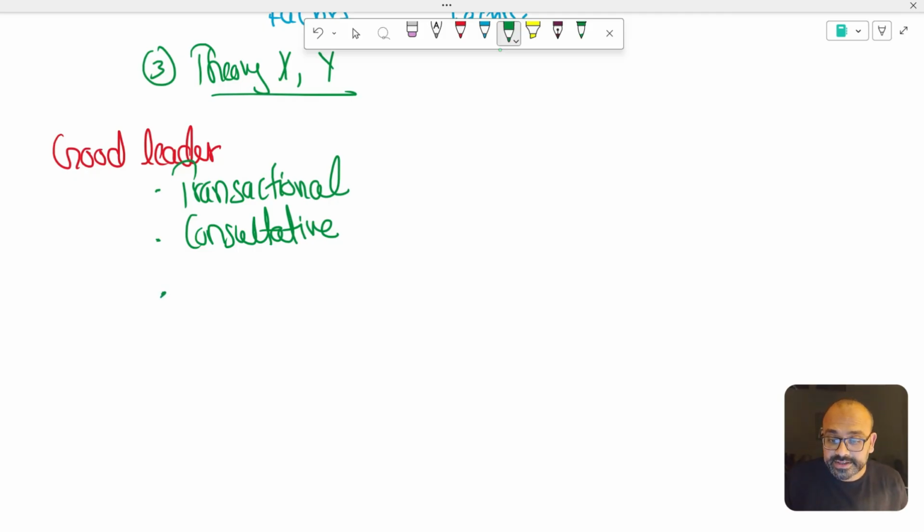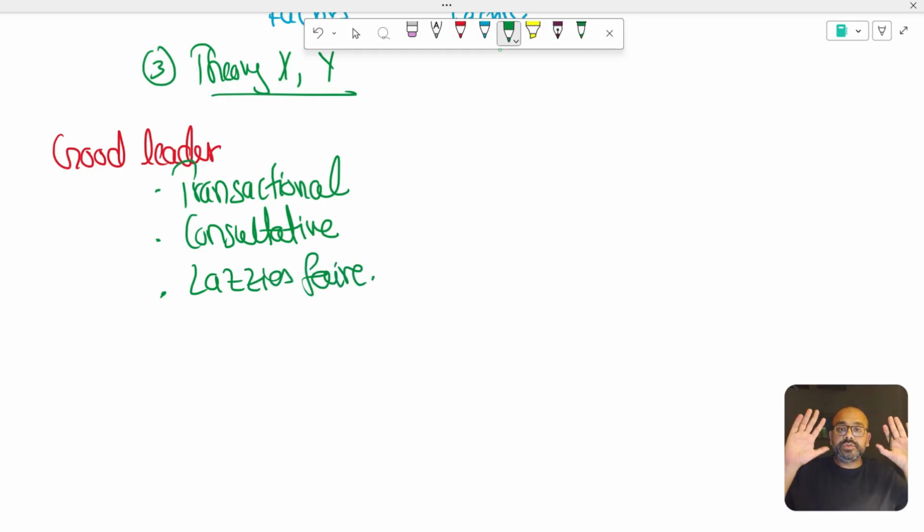There is laissez-faire. Laissez-faire is a hands-off approach. Let them do the work. Appear absent when it comes to the project decisions.